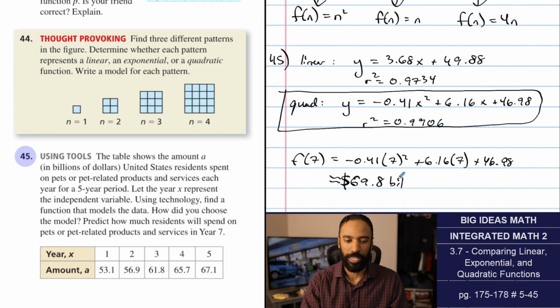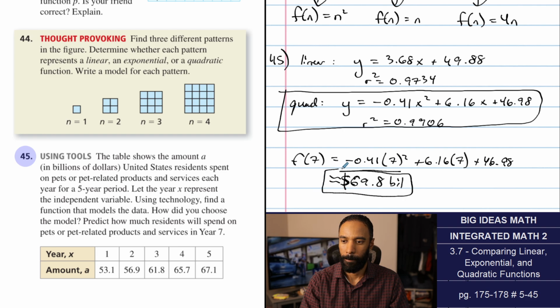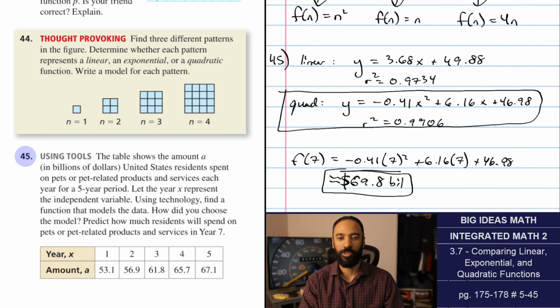All right. So f of 7. Whoa. Oh, did I not do a decimal somewhere? Let's do that again. What did I do? Oh, I typed a 2. Let's try that again. There we go. 69.83. I'll say 69.8. So around 69.8. What is this about? Billions of dollars spent. So $69.8 billion. All right. So that's what I'm using for the quadratic there.